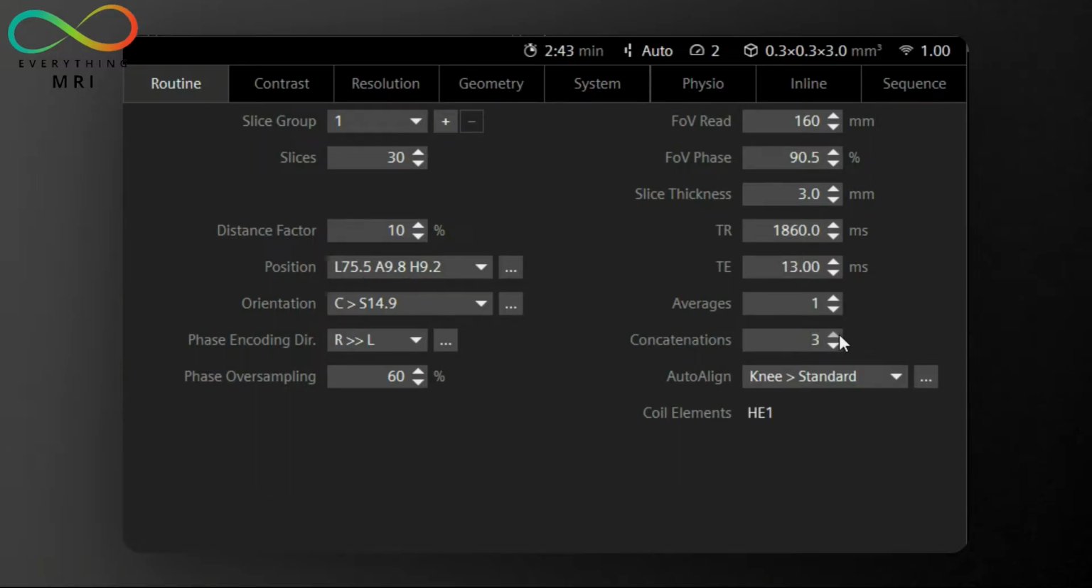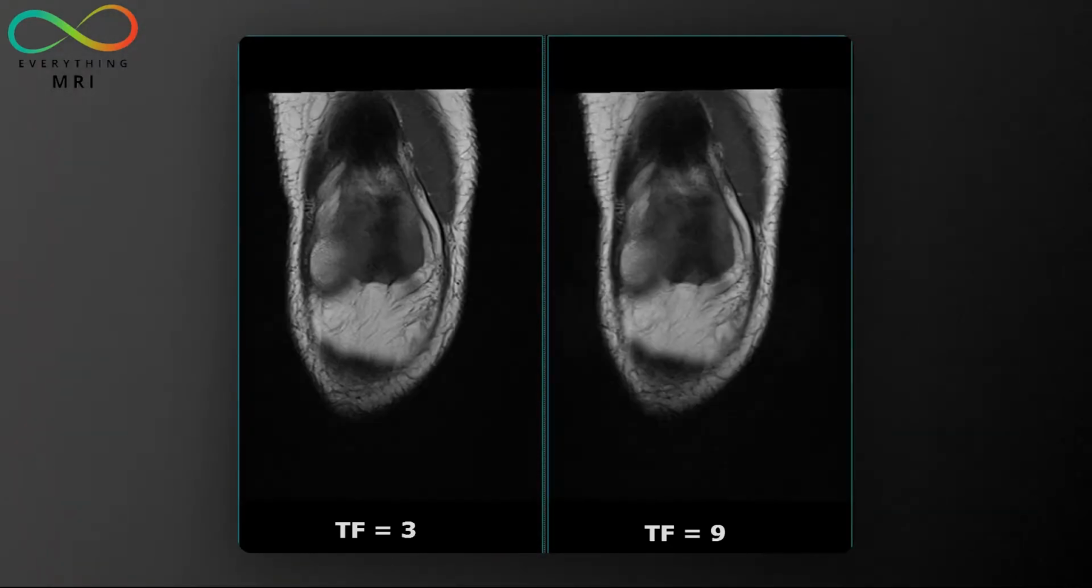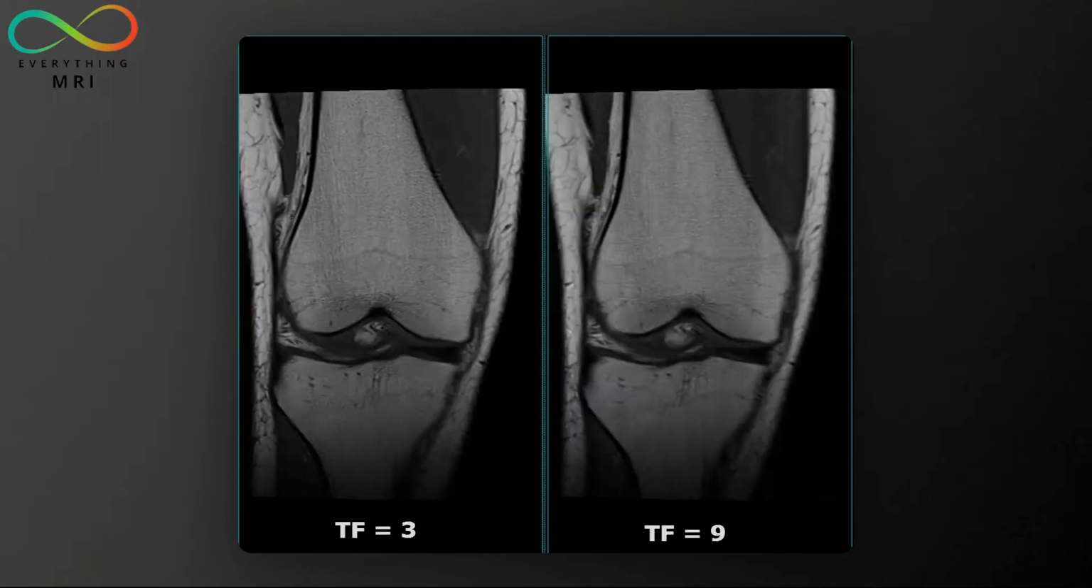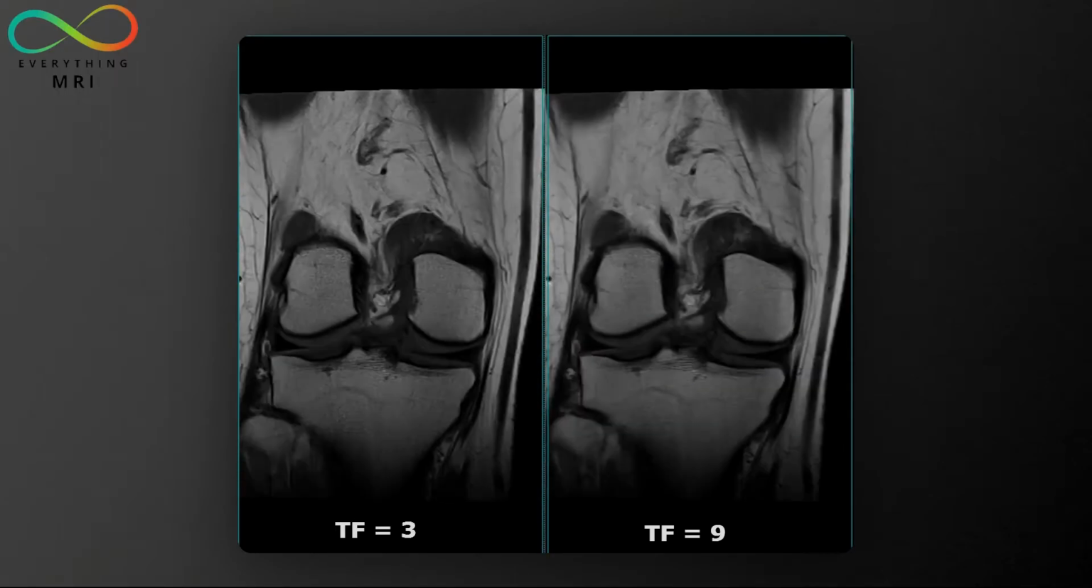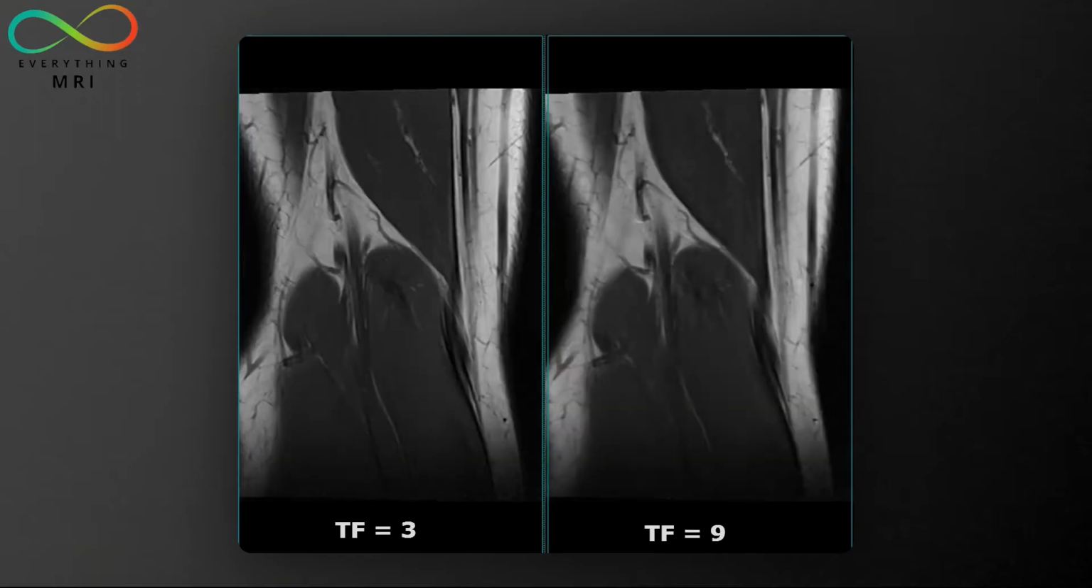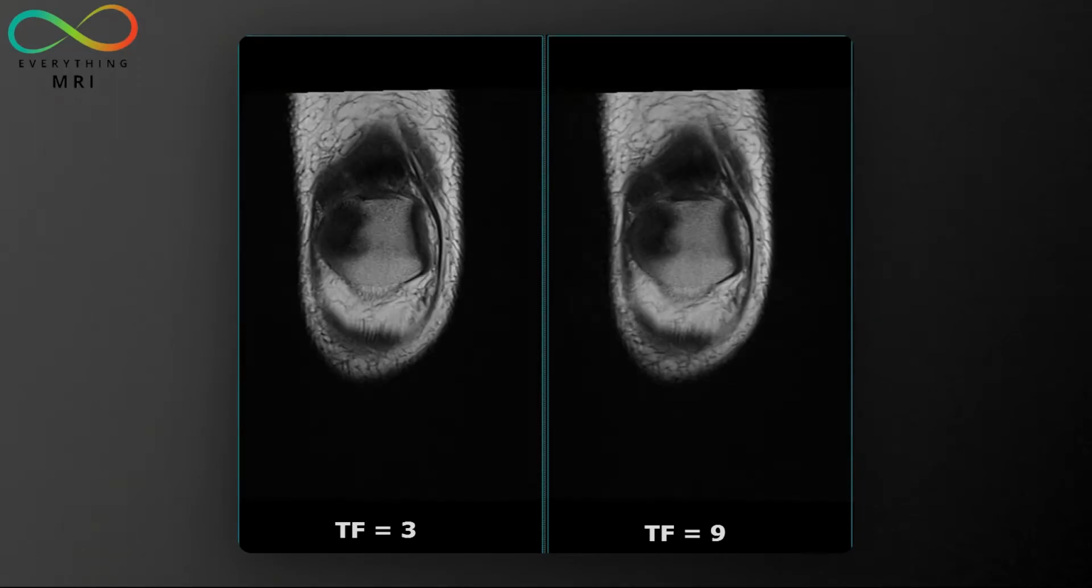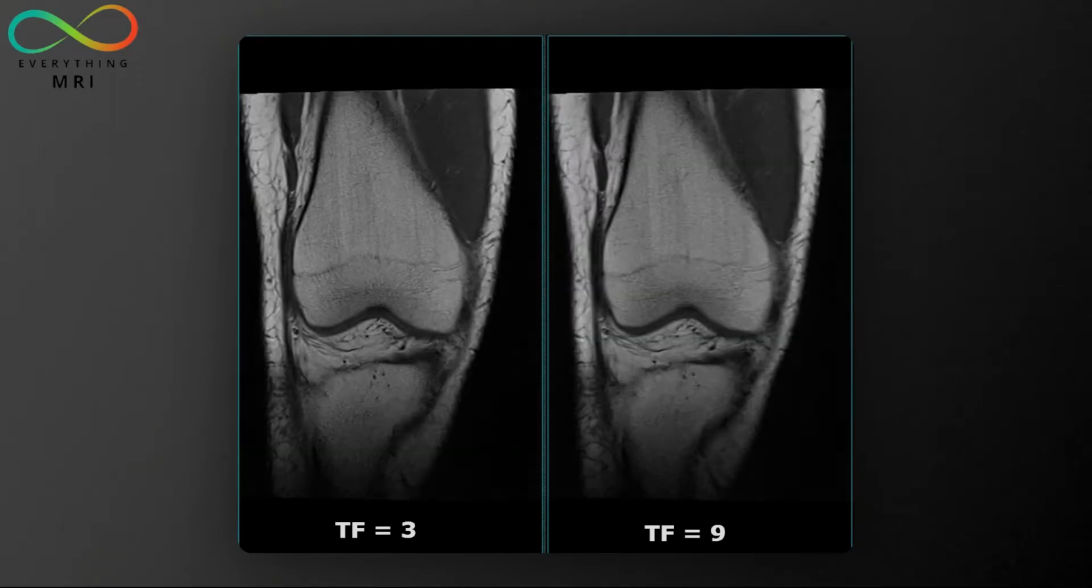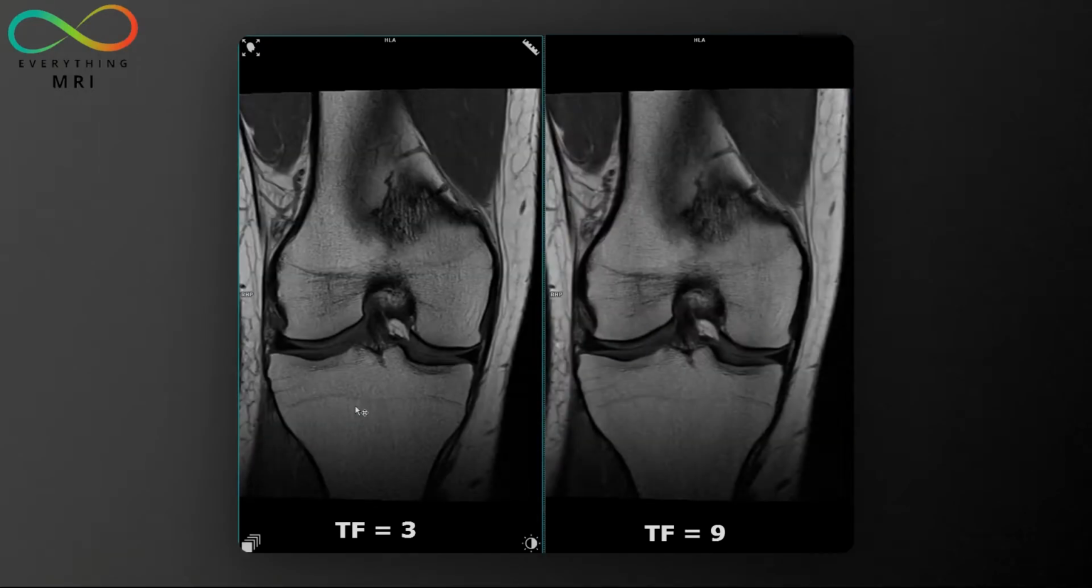However, better bear in mind that this strategy can also increase the number of motion artifacts on our image, so probably not exactly the best idea from a workflow perspective. Image quality wise, what are the main differences? We have here on the left side of the screen a coronal T1 of the knee acquired with a turbo factor of 3, while on the right we have the same sequence but acquired with a turbo factor of 9, so 3 times higher.